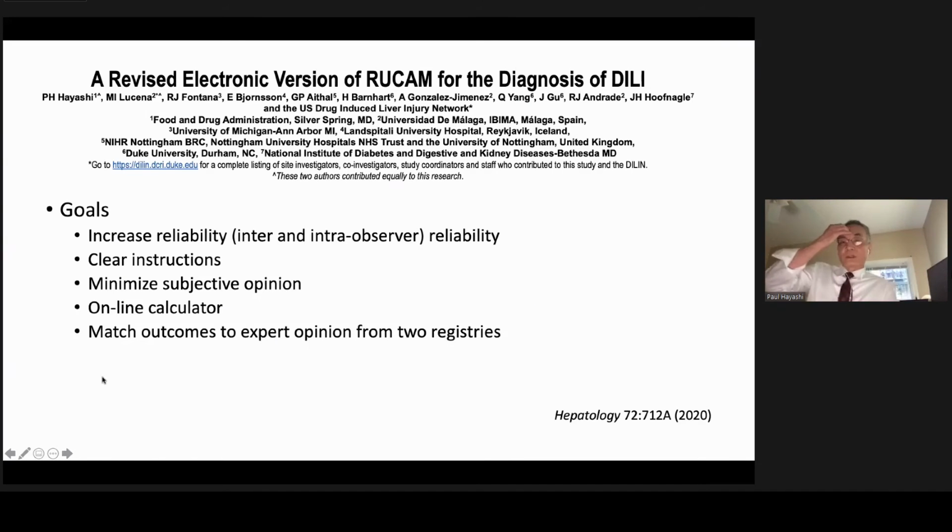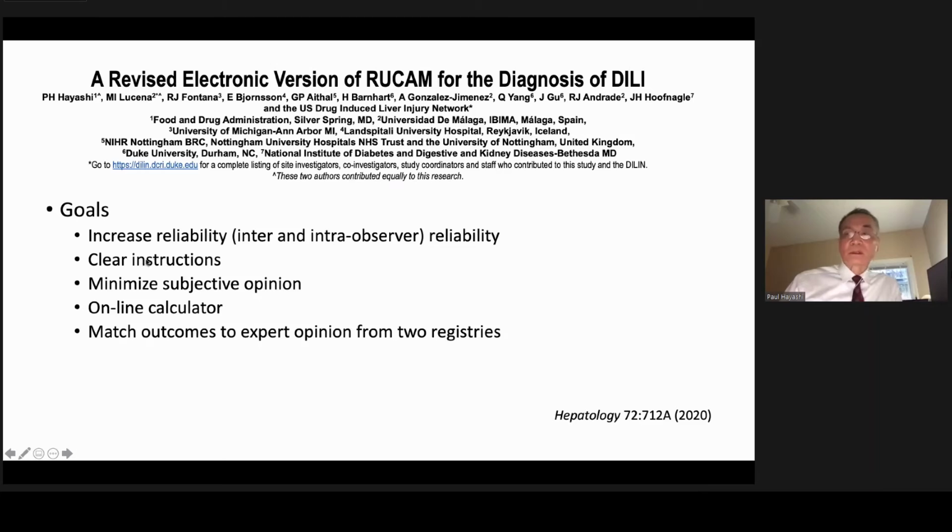So one of the things that we've done, because the RUCAM does pretty well, it's not bad, it just has some issues. A large group of us from the US DILI and from the Spanish registry embarked on this project to revise it and try to put it into a website application. This has been going on for a few years, and we're coming close to the end now. But the goals basically, up front, we wanted to increase the reliability so that when you got a case by Dr. A, Dr. B would get the same score.